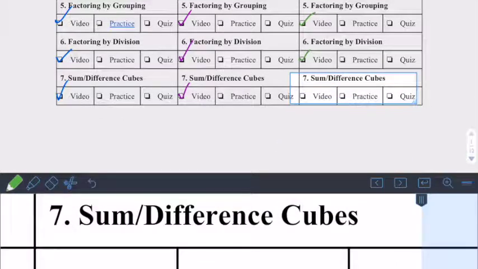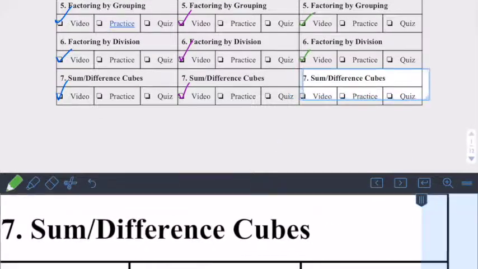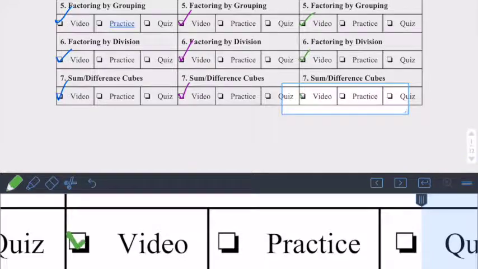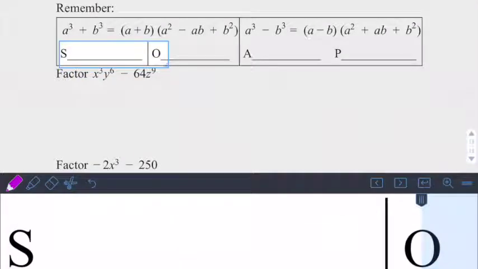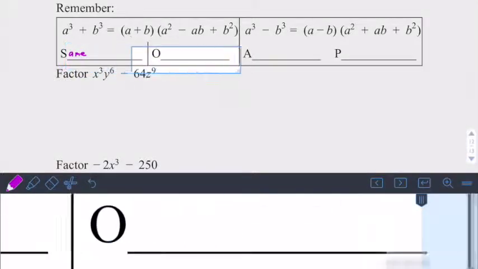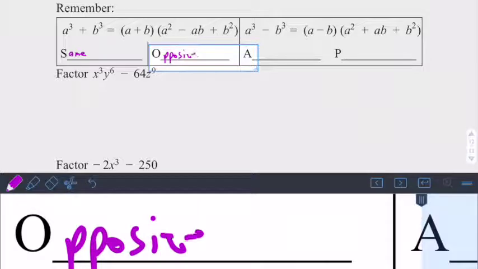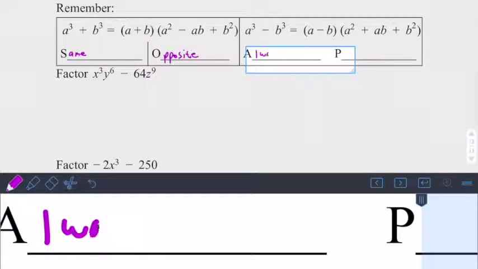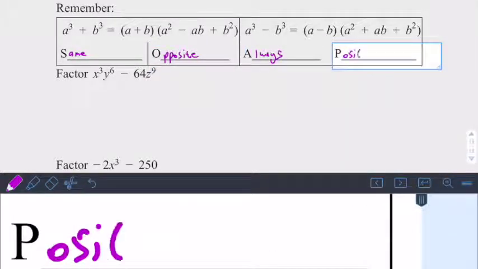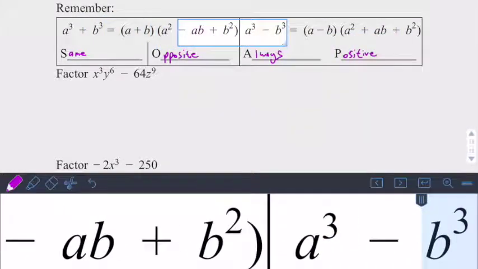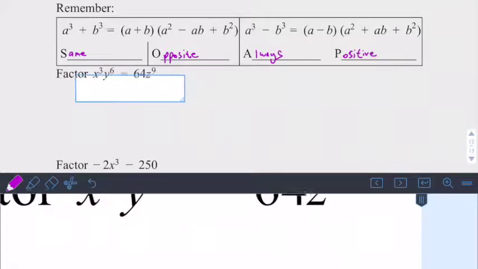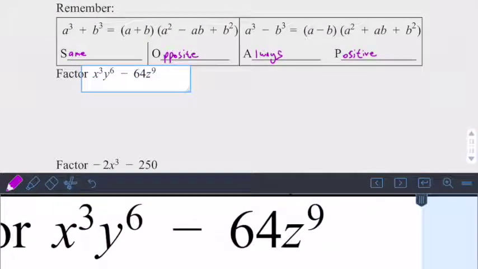And this is our final Tier 3 Lesson 7, Sum and Difference of Cubes. So from before, we have our sum and difference of perfect cubes. So this set will be same, opposite, always positive. And remember the form's the same: AB, A squared, AB, B squared. So I need to figure out how I can write this as a sum or difference of cubes.